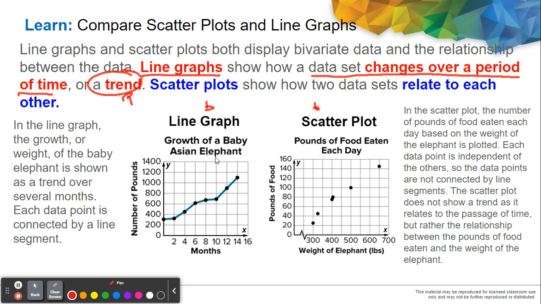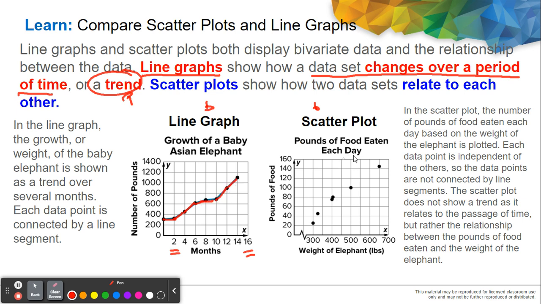So as you can see here, the growth of our baby Asian elephant is tracked, and we have a trend from 2 months until 16 months. As you can see, the weight, the number of pounds of the baby elephant, increases, and our dots are connected by line segments. That's why we call this one a line graph.